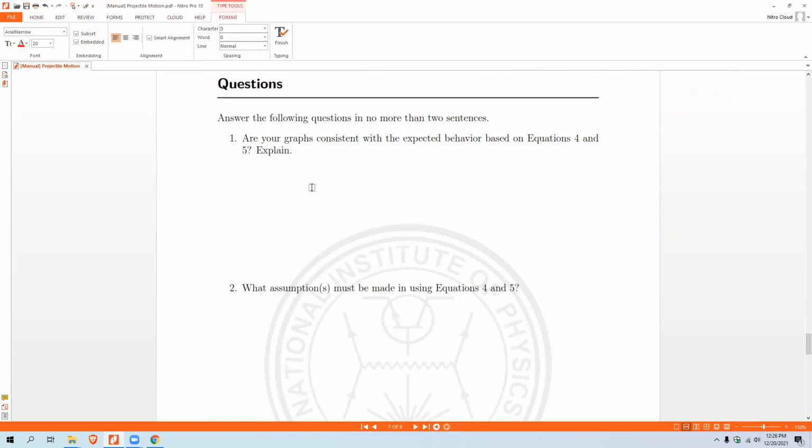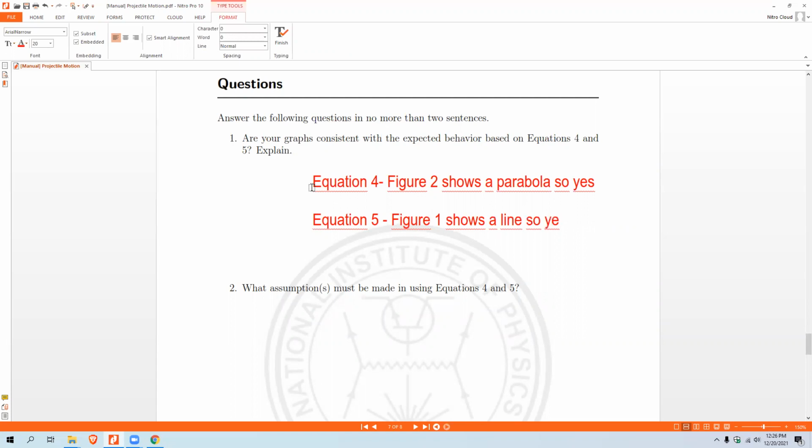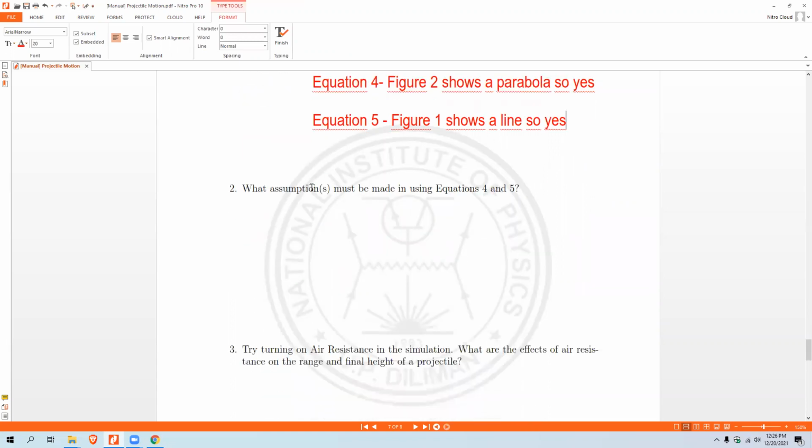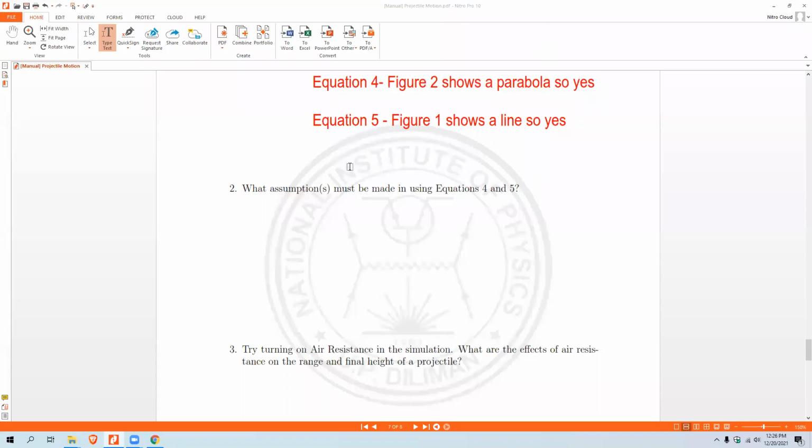So sa equation 4, figure 2 shows a parabola. So yes. Sa equation 5, figure 1 shows a line. So yes din. So it's really that simple. So number 2 naman, what assumptions must be made in equations 4 and 5 para magamit sila?